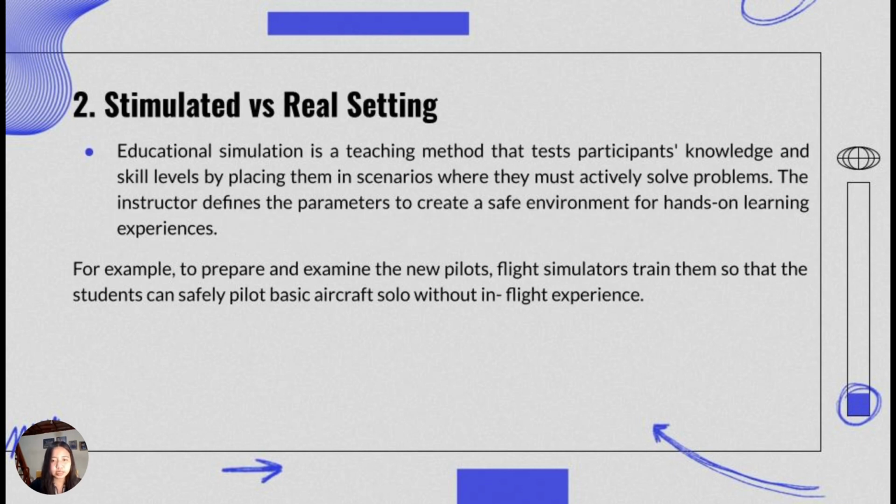Next category is the simulated versus the real setting. So many performance assessments represent simulations because the real situations are too expensive or dangerous to use. So it's either unavailable or impractical for other reasons. Educational simulation is a teaching method that tests participants' knowledge and skills levels by placing them in scenarios where they must actively solve problems. So the instructor defines the parameters to create a safe environment for hands-on learning experiences. Some simulations are so realistic that they unquestionably represent an adequate substitute for the real thing.